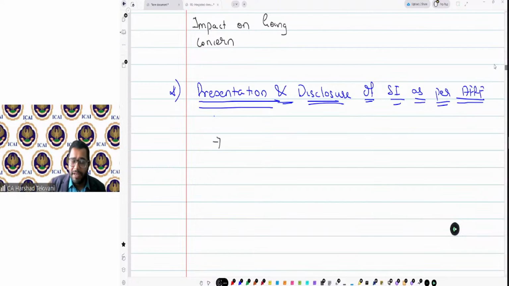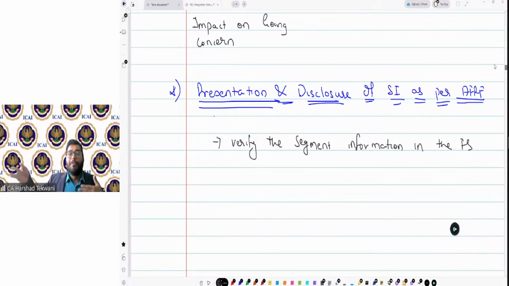That is, first I will verify the segment information in the financial statement, means type of segments. When I say segment information, I'm referring here to the type and number of segments.